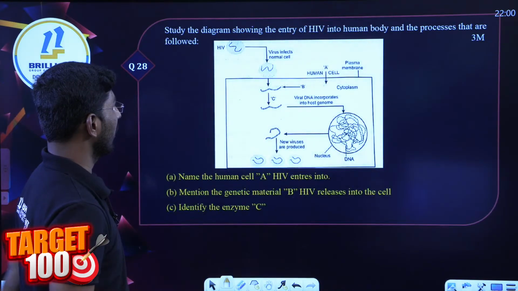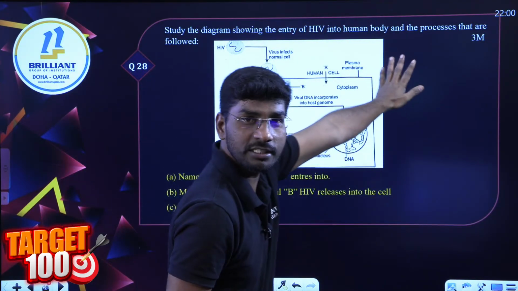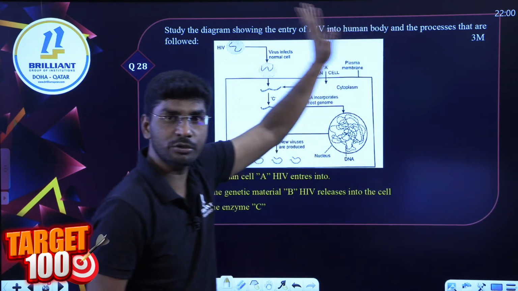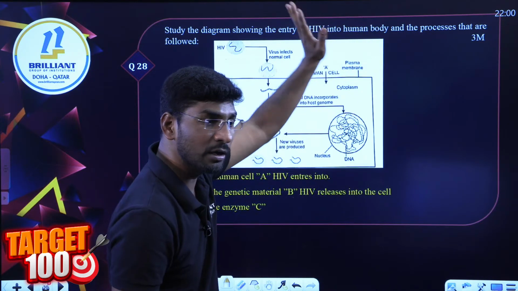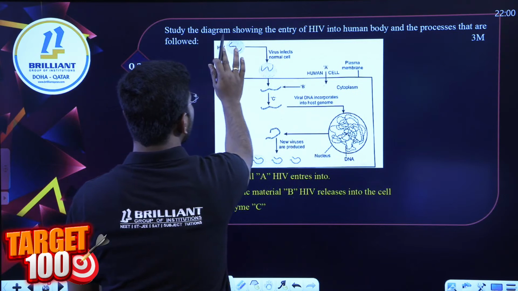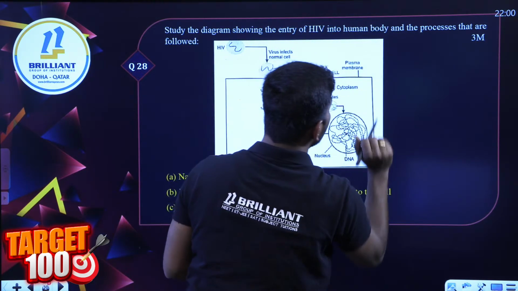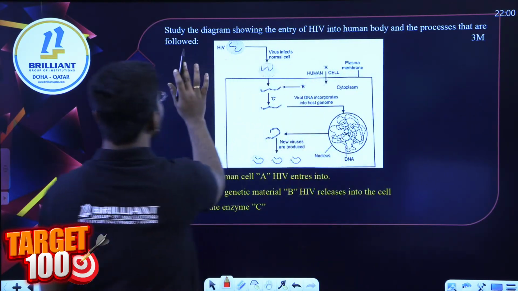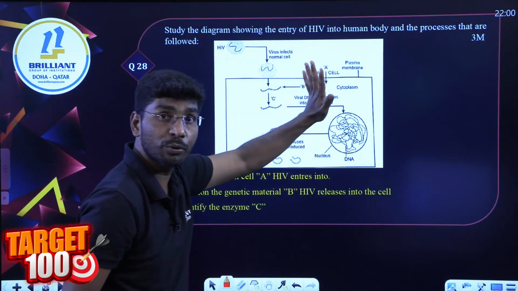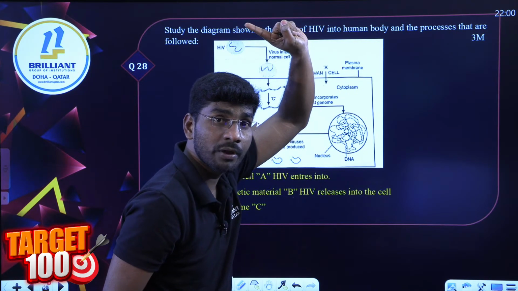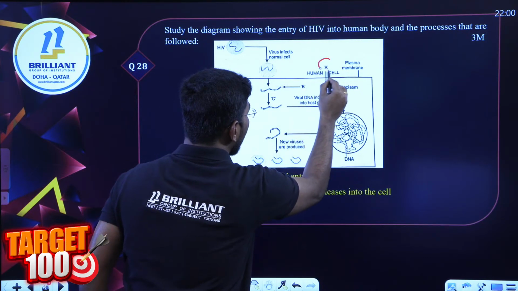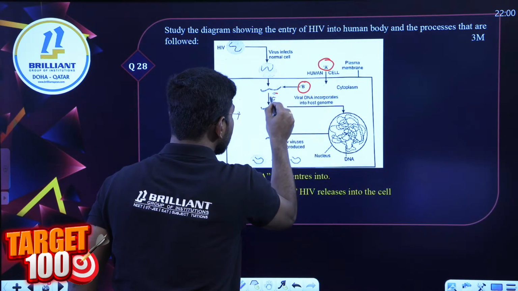Next question. Look here, this is a 3-mark question, not an MCQ. Everyone look here. Study the diagram showing entry of HIV into the human body and the processes that follow. So this is the HIV infection. The previous question we discussed was an MCQ, but here it is a 3-mark question. They are asking, this is A, this is B, this is C.